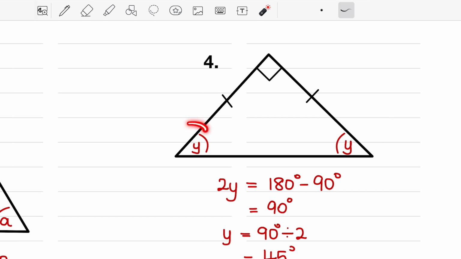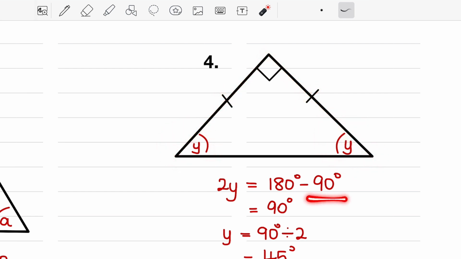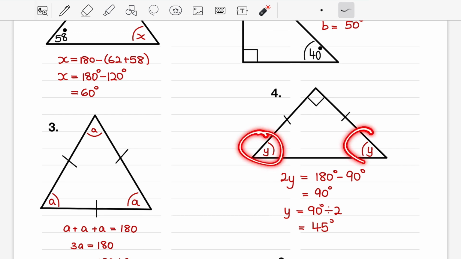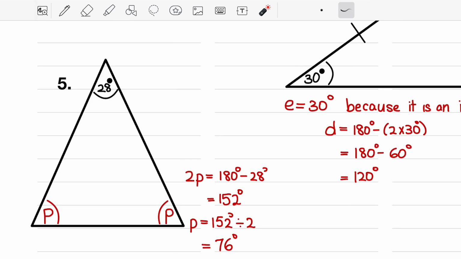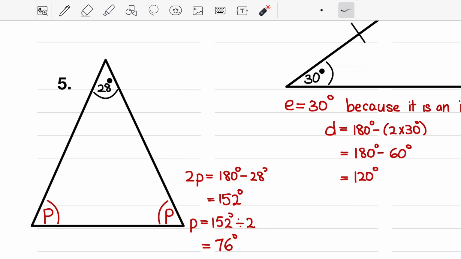Number 4, this is an isosceles triangle, so the two angles here are equal. So if we take away 90, the given angle, we will remain with 90. And since the two angles make up 90 degrees, we divide 90 by 2, we will get 45 degrees, which is equal to y. Number 5, if we take away 20 degrees from the total, we will get 152, which will make up these two angles. So we simply divide 152 by 2, and we will get 76.